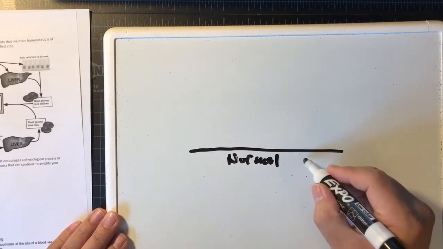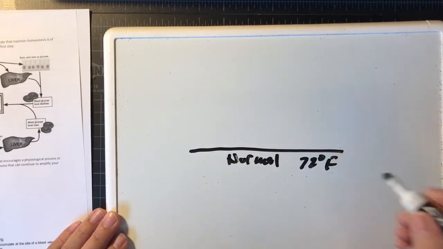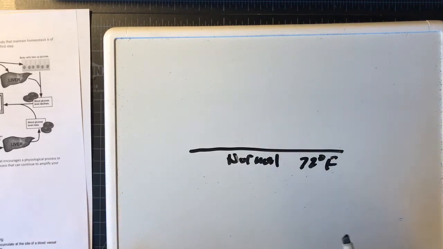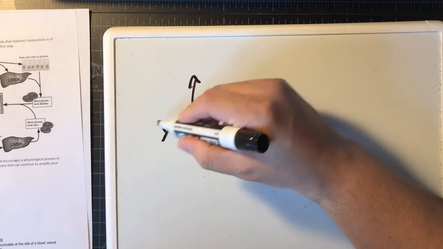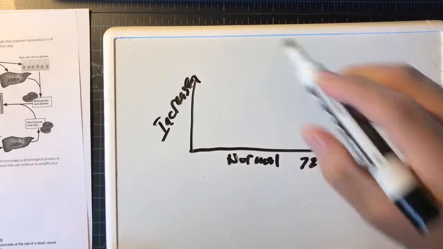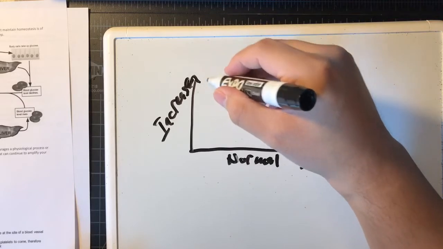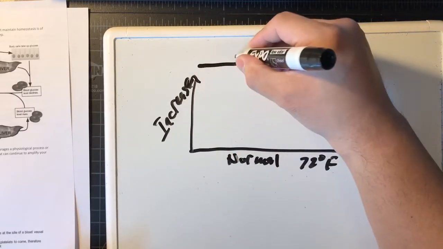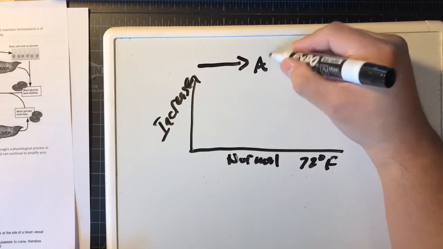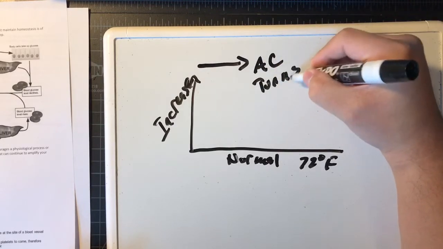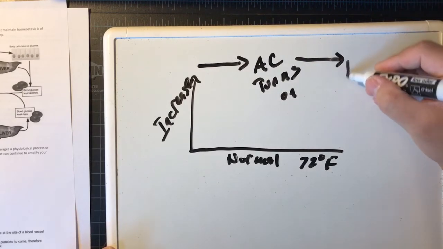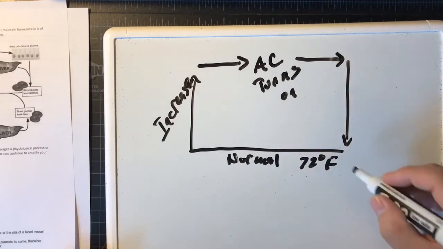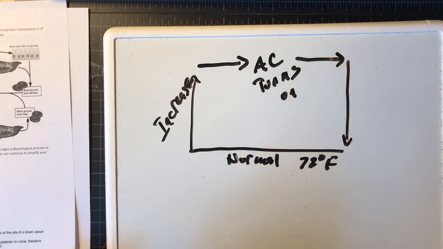If this was the house, let's say 72 degrees Fahrenheit is your normal line. Now, say, for example, the temperature increases. What ends up happening is that your thermostat will detect that, and it will actually turn your AC on. AC turns on. And then when the AC turns on, the temperature goes back down to normal, and then the AC will shut off. And now you go back to normal.